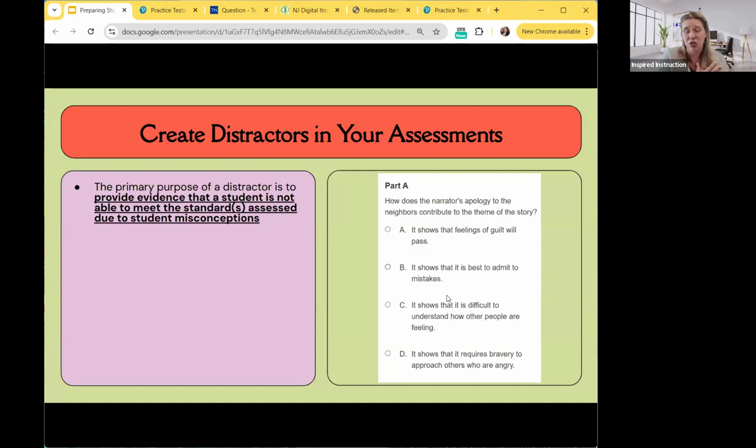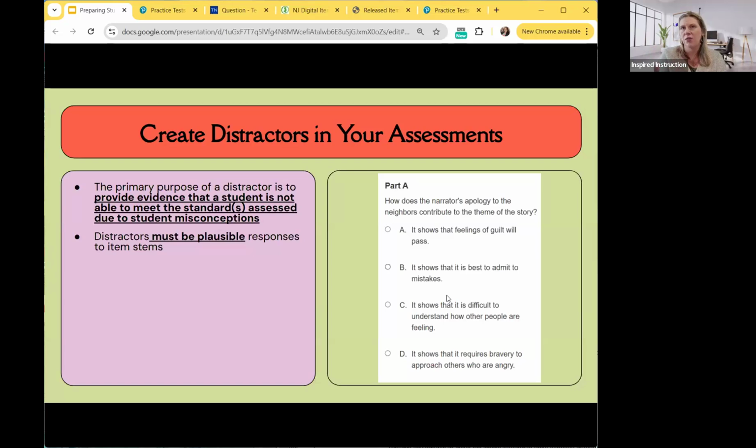I always used to describe it to my kids that you have 4 answer choices. One is your right answer. Usually you have one that is an obvious wrong answer. And then you have 2 that you have to kind of figure out which one, why and how they don't apply. Those 2 are what we call distractors, and they usually are aligned with common student misconceptions. So distractors have to be plausible. I have this example up here.